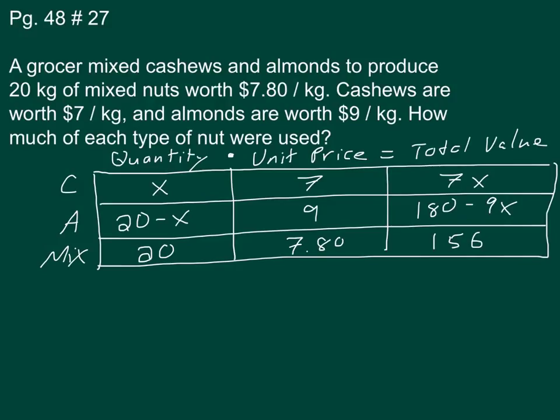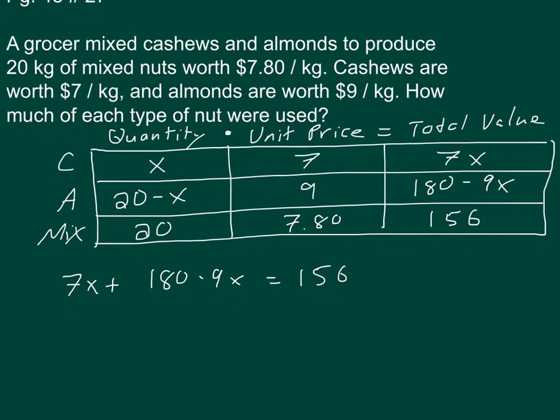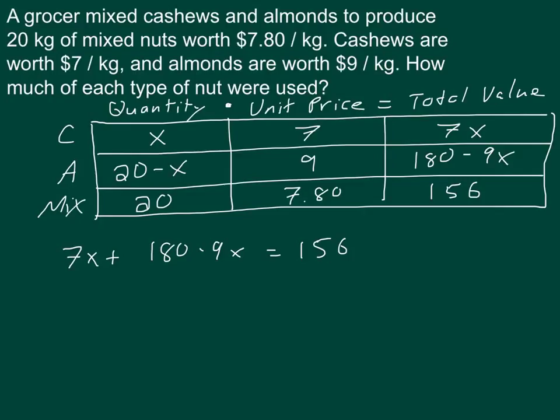Now I'm basically taking the cashews' total value and the almonds' total value and adding those together to get the total value of the entire mix. So I'm going to take 7X from the cashews, add it to 180 minus 9X for the almonds, and set that equal to the value of the mix, which is 156. All right, here we go again. Pause it and solve it, or just watch the work.